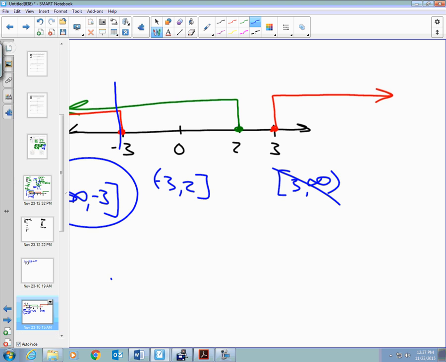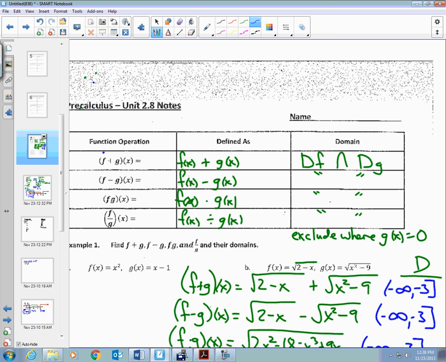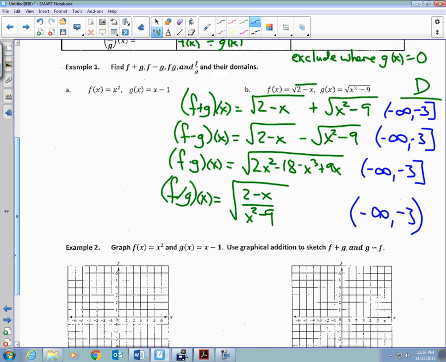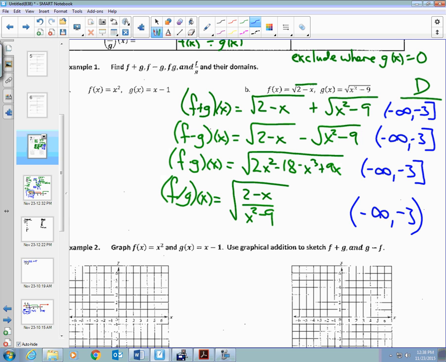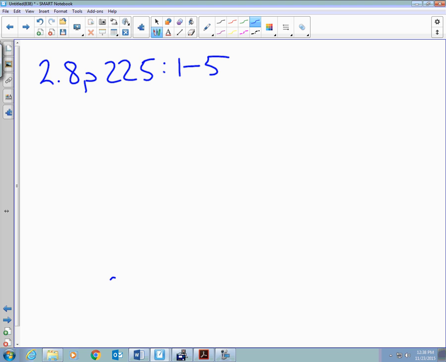Okay. So the first one, letter A, was pretty straightforward. Letter B is a little bit more challenging. Today you just have 5 problems to work on for the rest of the hour. Tomorrow's gonna be a lot of notes, and you'll get your study guide. Page 225, numbers 1 through 5.